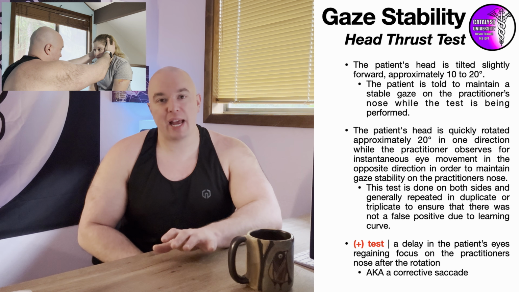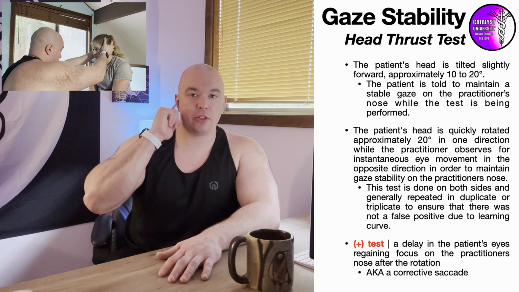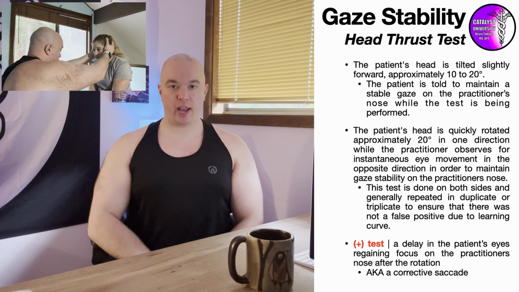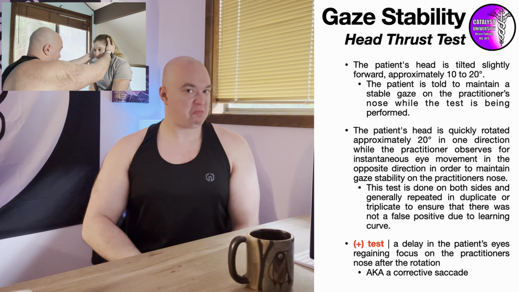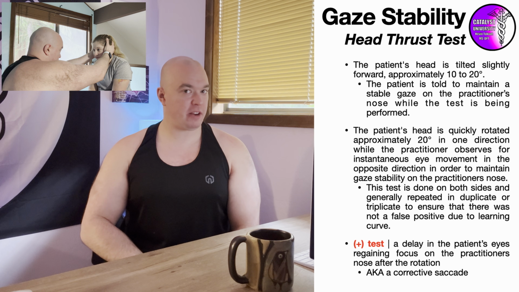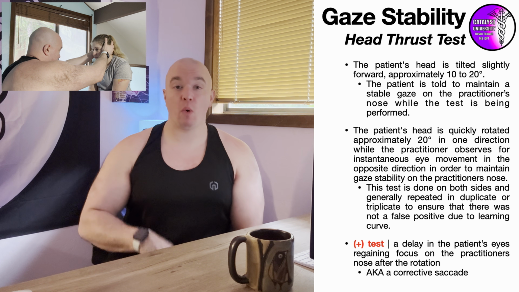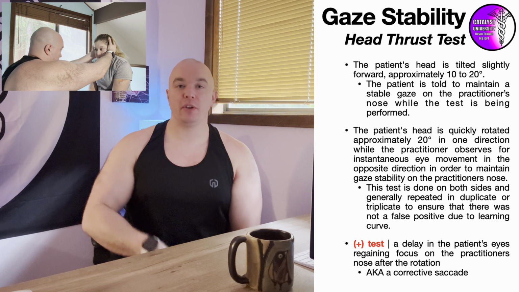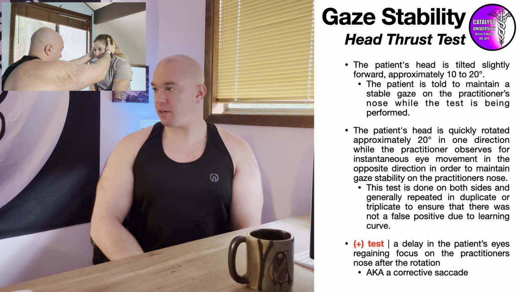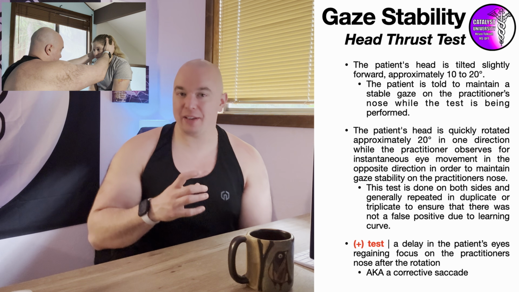But let's suppose I have a positive head thrust test on the right side. So I do the head rotation left, negative, eyes instantly move back. Maintain focus on the practitioner's nose. But when I rotate right quickly, and I'm going to exaggerate the delay so you get the idea, I rotate quickly right, the eyes do not instantaneously move back. There's a delay on that, okay?